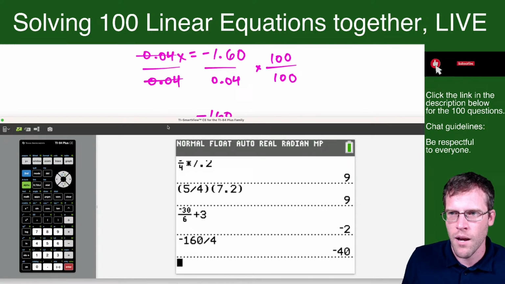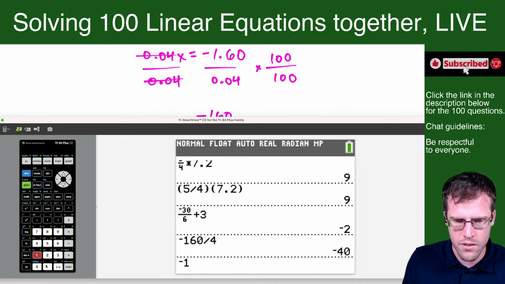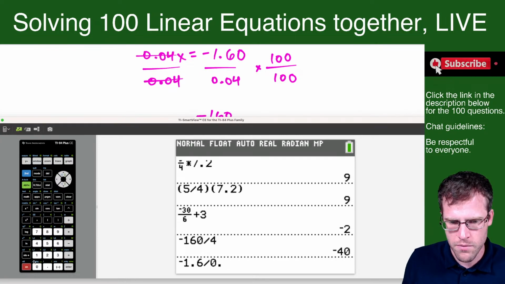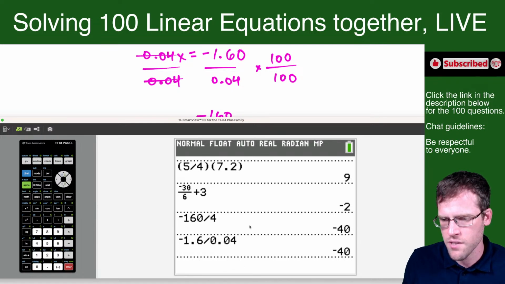Wait, what did I just... I meant to say this. Negative 1.6 divided by 0.04. Whoops. I don't know what I just pressed. 0.4. Let's see. Yay, same answer.